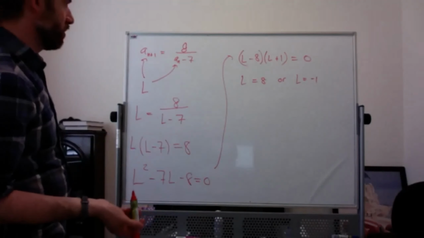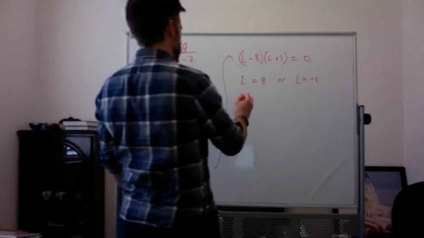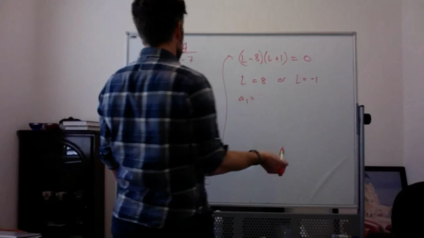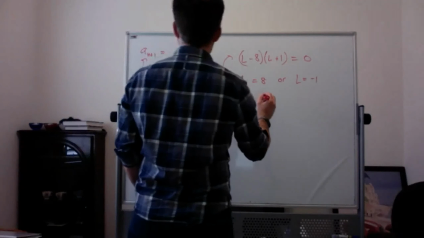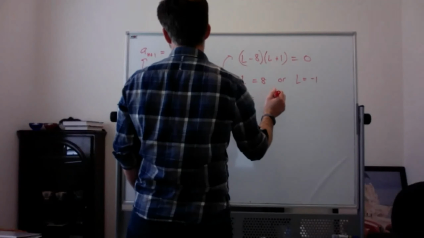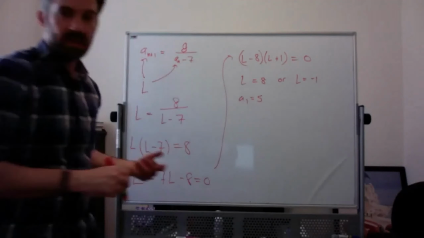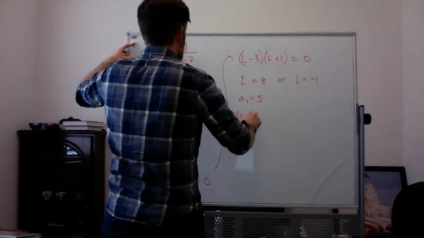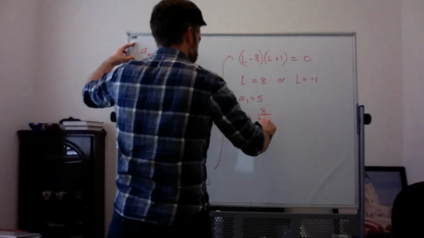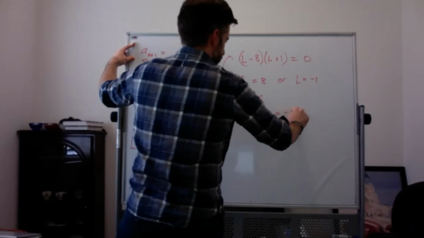And I want to make sure this one actually works out just fine. So let's kind of split the difference. Let's say we start at a sub 1 equal to, I don't want to pick something that's awful. Let's try 5. If a sub 1 is 5, then a sub 2 is going to be 8 over 5 minus 7. 8 divided by negative 2 is negative 4.